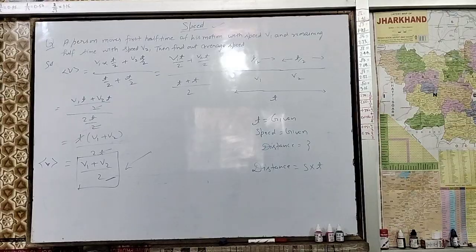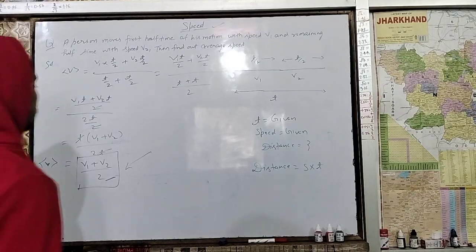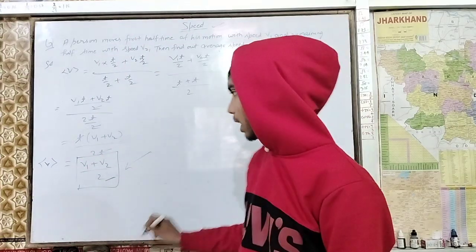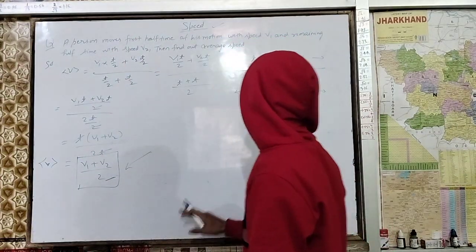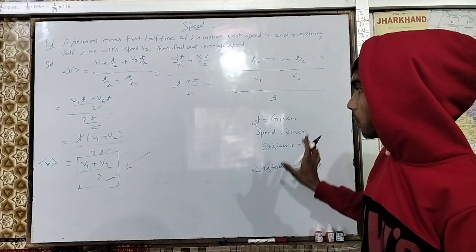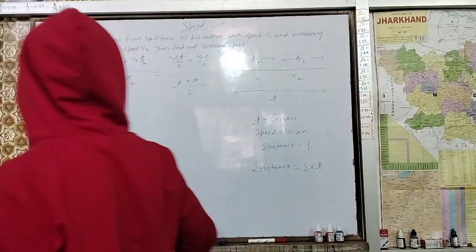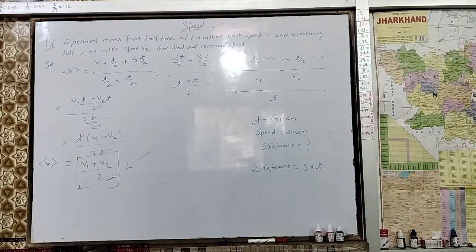Then you can use this formula. If the equation provides only velocity, not distance and not time, then we can use this formula. But remember, the time should be equal and the speed should be different. Then we are able to use this equation.